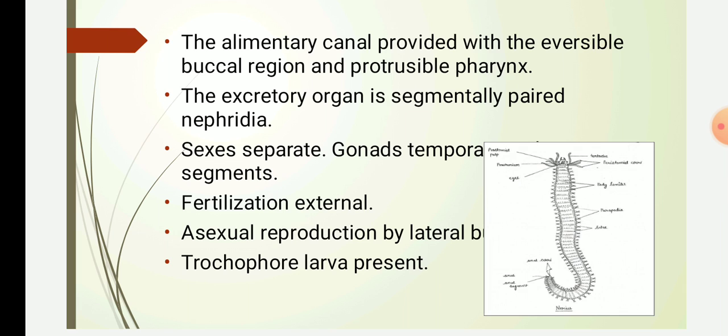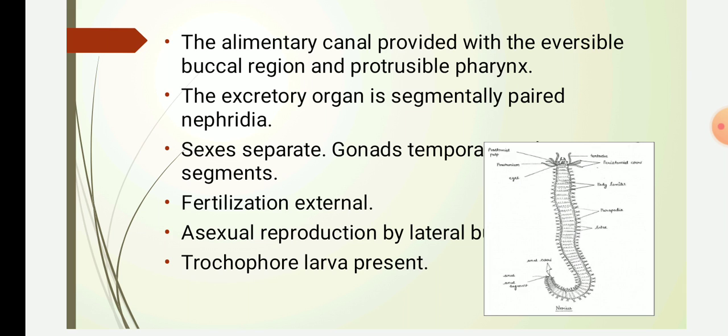Next point is that the excretory organ is segmentally paired in the form of nephridia. Then the sexes are separate, that is, the gonads are temporarily placed in each segment. Fertilization is external, or there is sexual reproduction by lateral budding. The trochophore larva is the larval stage, that is, they show indirect development, where the trochophore larva is predominant.